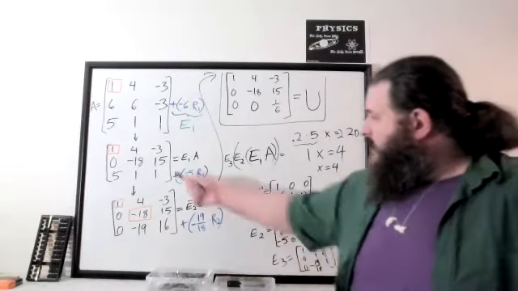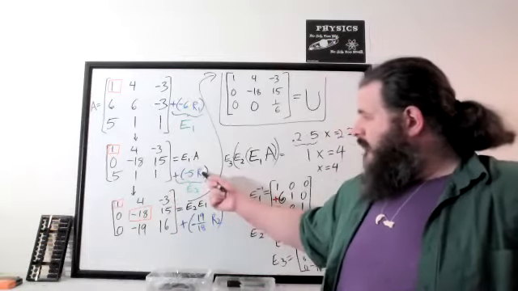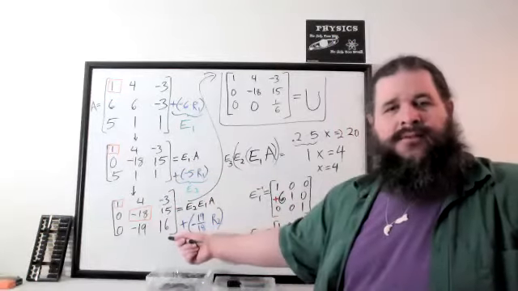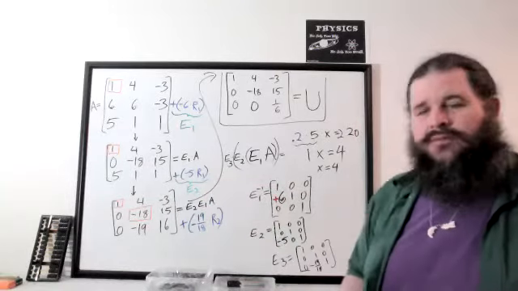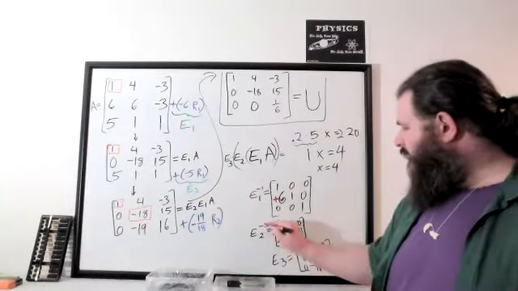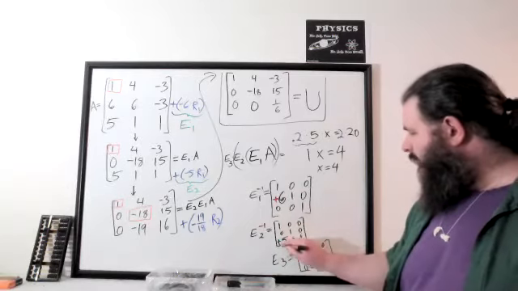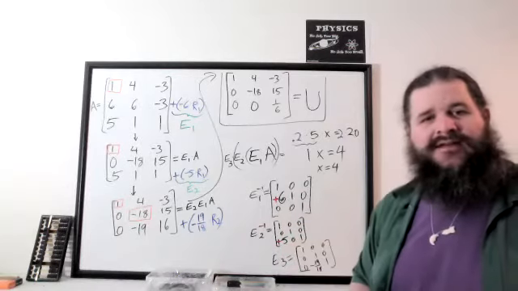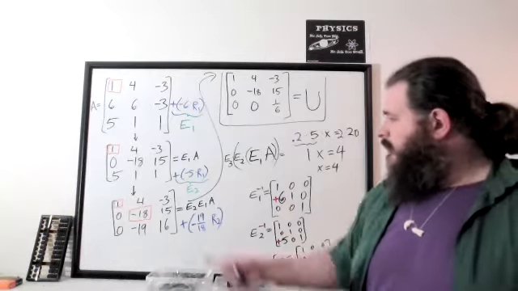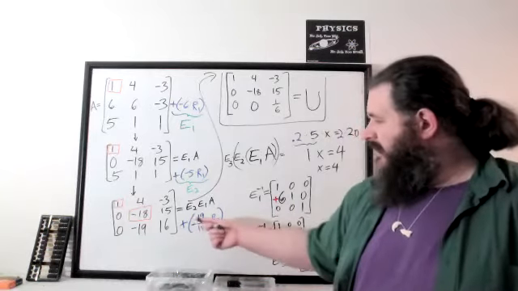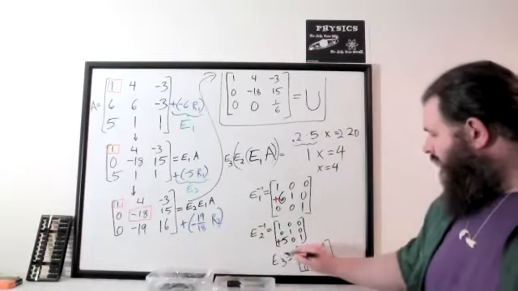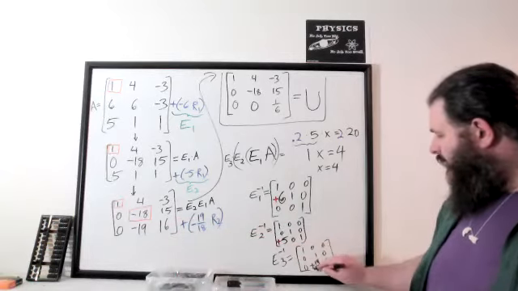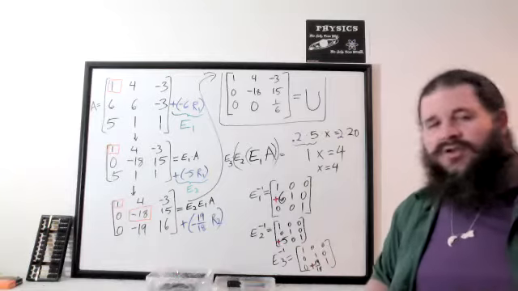Same thing here. Our next step was add -5 times row 1 to row 3 to get to the next step. To undo that, we could just add +5 times row 1 to row 3. So E2 inverse is going to be exactly the same, but with a +5 in the lower left instead of a -5. Likewise, the third operation was add -19/18 times row 2 to row 3. To invert that, we'll just be adding +19/18 times row 2 to row 3.